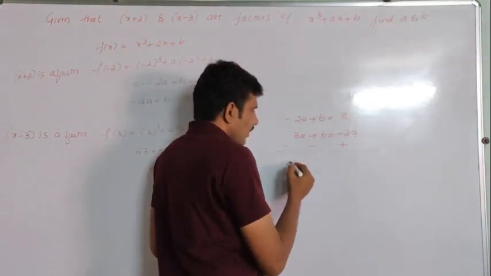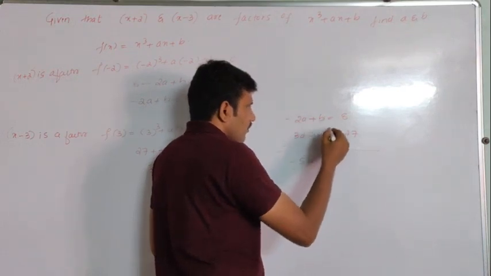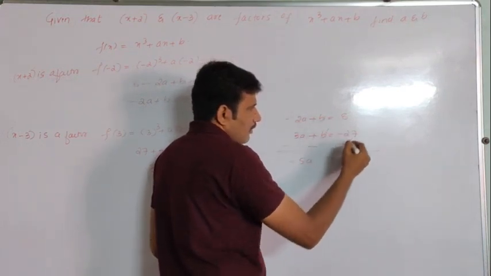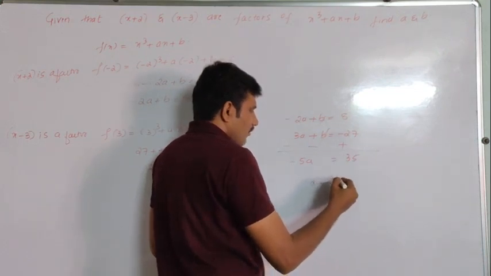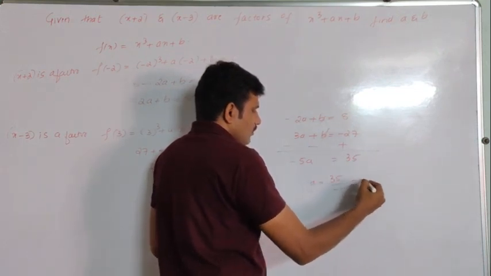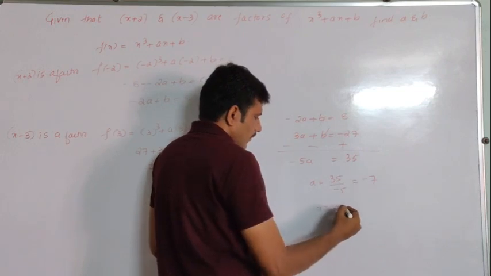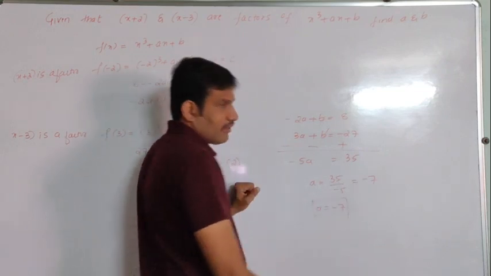So minus 2a minus 3a is minus 5a, and plus b minus b will get cancelled. 8 plus 27 is 35. So then what is a value? 35 by minus 5. So that is minus 7. A value is minus 7.